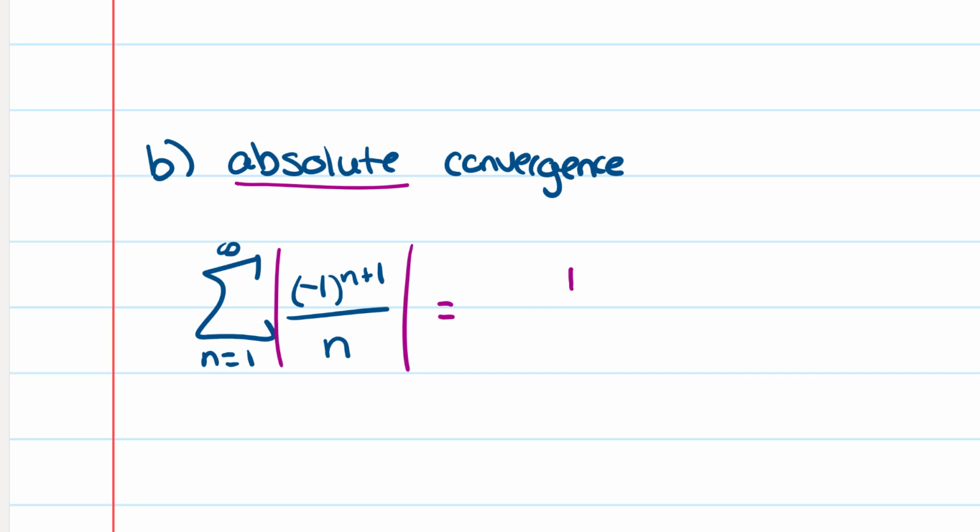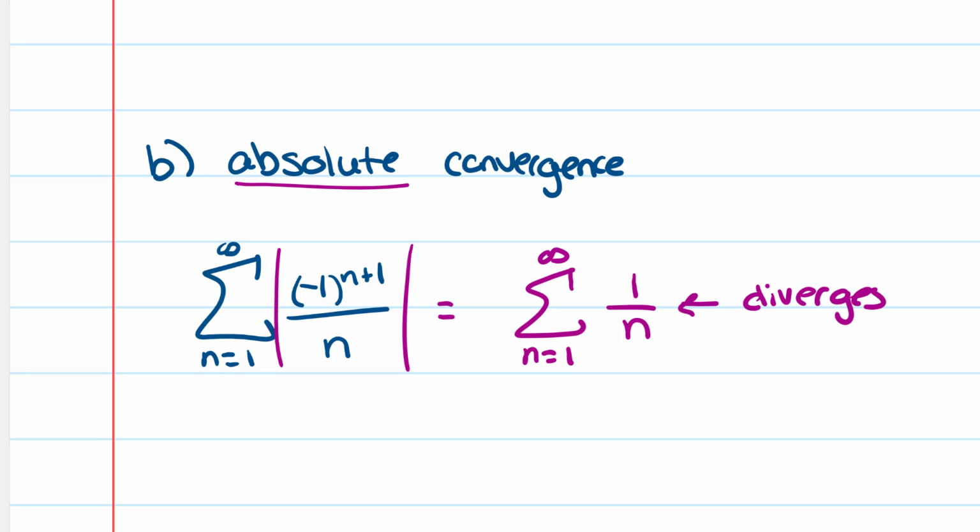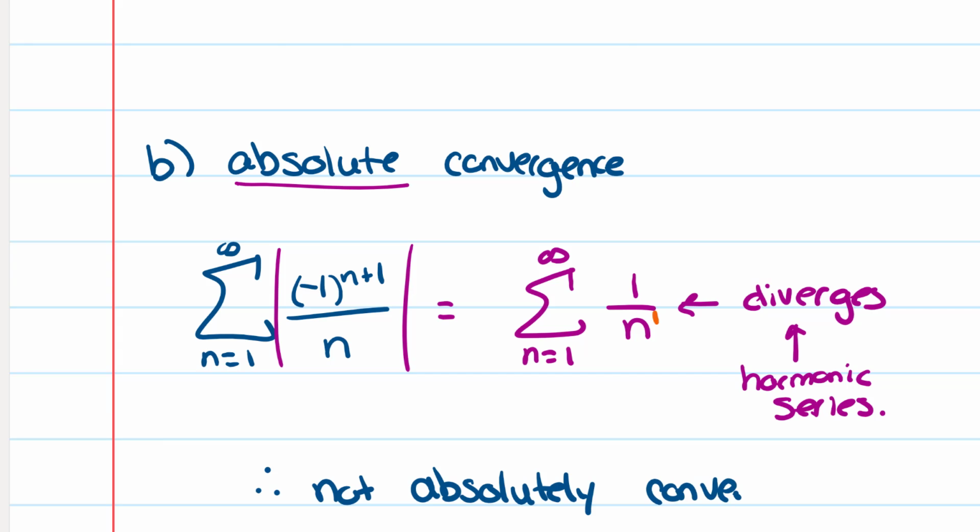Well, this ends up equaling the series from 1 to infinity of just 1 over n, and we know that this diverges. And why does this diverge? Because 1 over n is the harmonic series. And we can also test that with a p-series test, right? Because the power right here is 1, and for it to converge, it needs to be larger than 1. So therefore, we say not absolutely convergent.